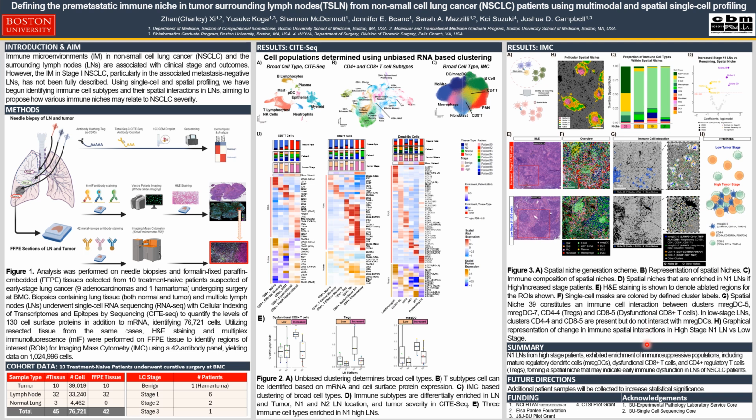So for the future directions, we want to expand the number of patients that we recruit so that we can obtain even more statistical significance for our spatial biomarker that identifies these lymph nodes, a spatial immune microenvironment that may be indicative of higher stage non-small cell lung cancer progression.